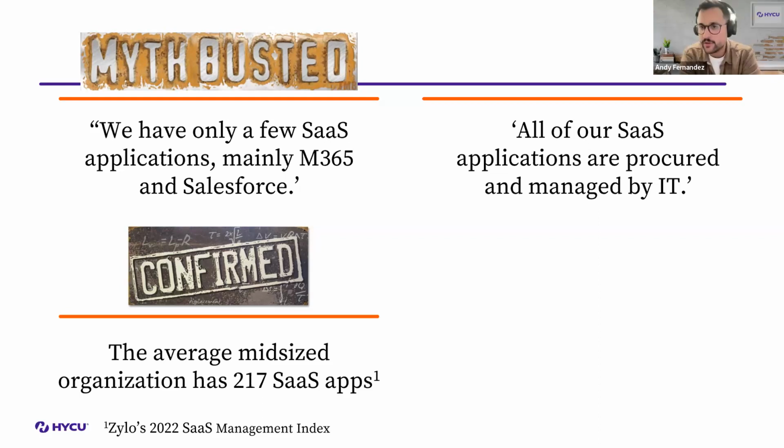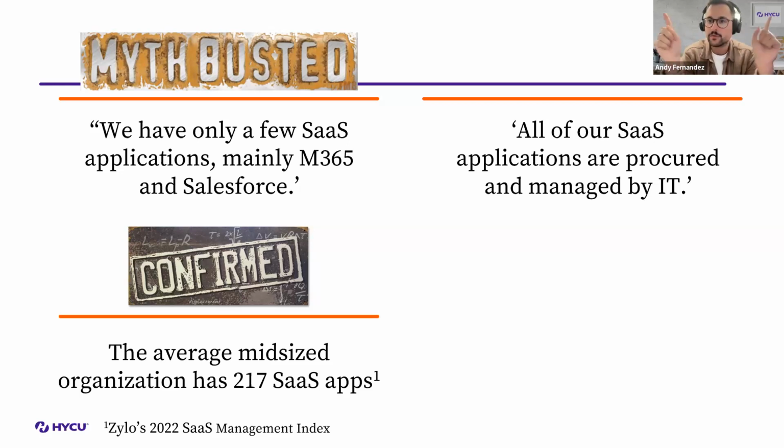But I'll give you a little anecdote too. Haiku, we're nearly 400 employees. We ourselves have 70 SaaS apps, and that's just SaaS apps. That's not counting cloud services. So it does give you some validation that these numbers are valid, and they're very terrifying, especially when you get into the enterprise space as well. But here comes the kicker.